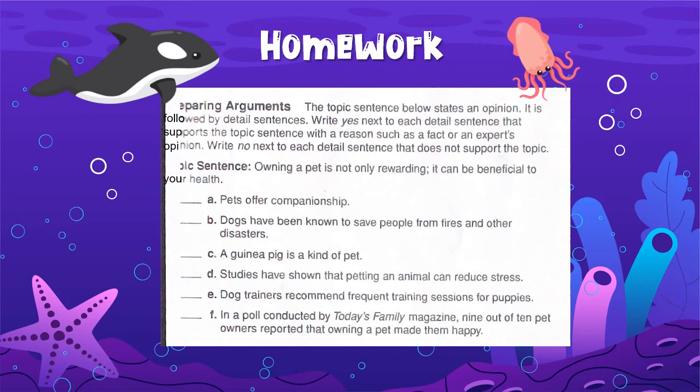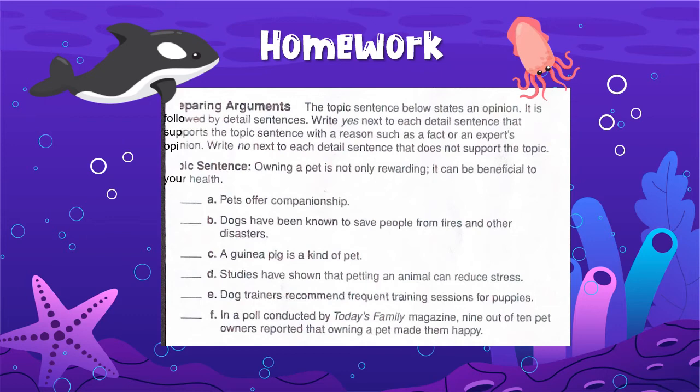So let's look at the topic sentence. Owning a pet is not only rewarding, it can be beneficial to your health. So this is someone who agrees with owning a pet. They think it's a good thing to do. It's not only something that makes you feel good, it's something that can help your physical health. So now let's look at each statement and see if they should be part of supporting that.